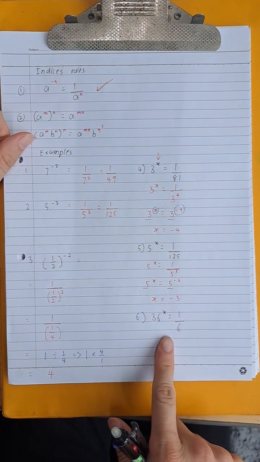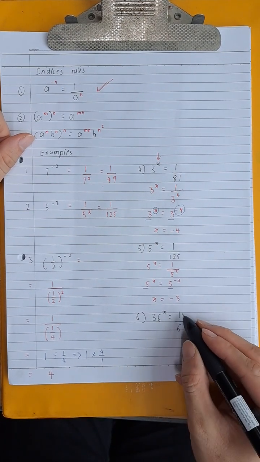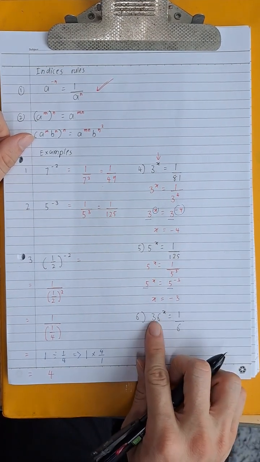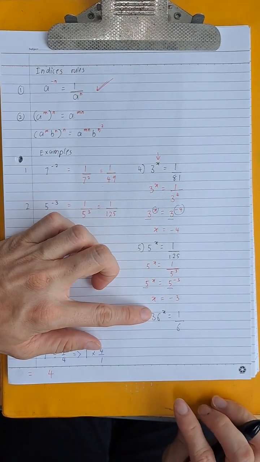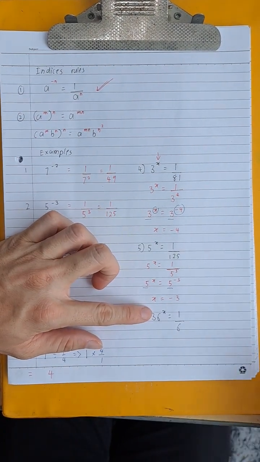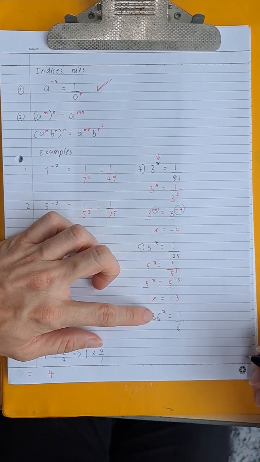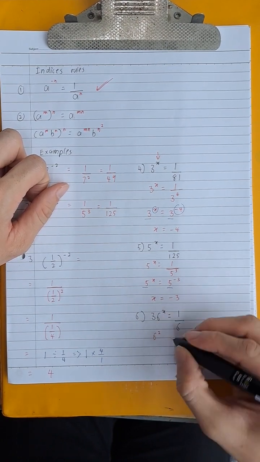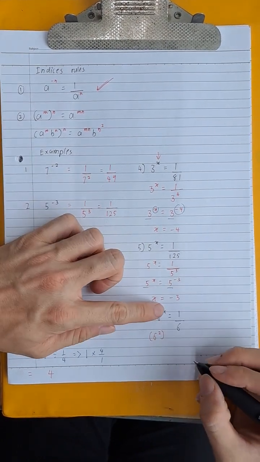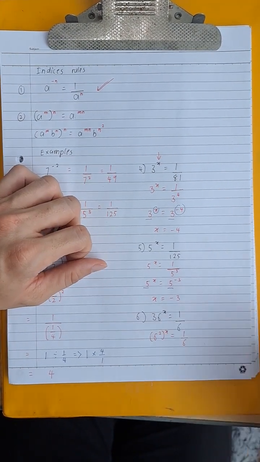Now finally, this question will be the same thing. 36 to the power of x is equal to 1 over 6. Big number change to small number. So again, ask yourself, 6 to the power of what will we get 36? In this case, it will be 6 squared. So this one will be written this way: 6 squared, and then outside there's an x, equals 1 over 6.